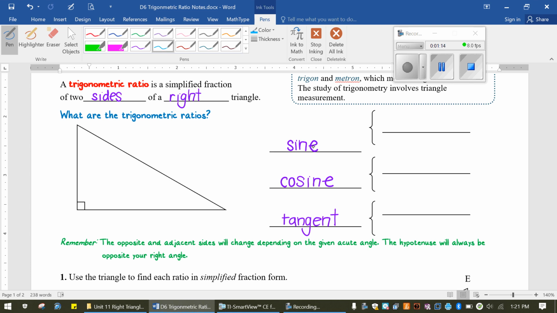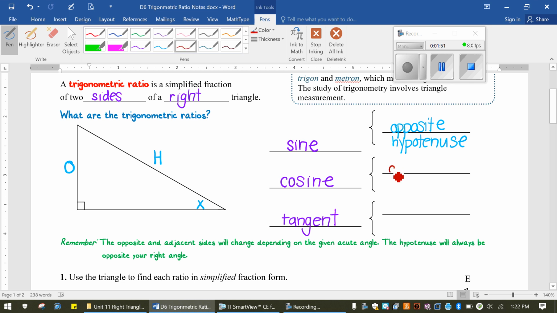So sine of an angle, so it's either this little acute angle or this one, is the opposite side from whatever angle we are talking about over the hypotenuse. So if this is my angle right here, this would be my opposite side, and this would be my hypotenuse.